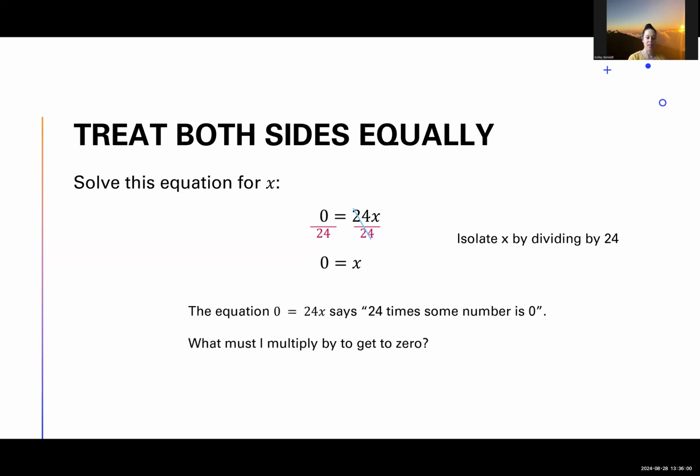Another way to think about this is saying the equation 0 equals 24x is the same as, well, what number times 24 is going to give me 0? Or 24 times what is 0? So what do you have to multiply to get to 0? Well, you would have to multiply by 0. 24 times 0 would give you 0, and that's the only option you have. It's called the zero product rule. If you are interested, you can look that up. But for now, it's just dividing by 24, totally fine. The end.